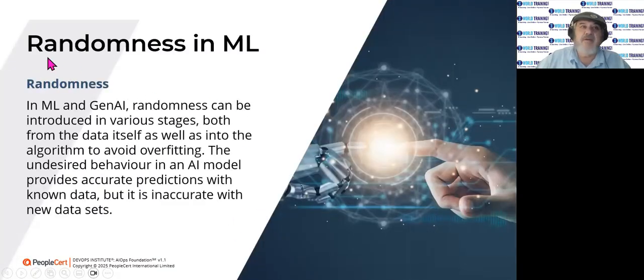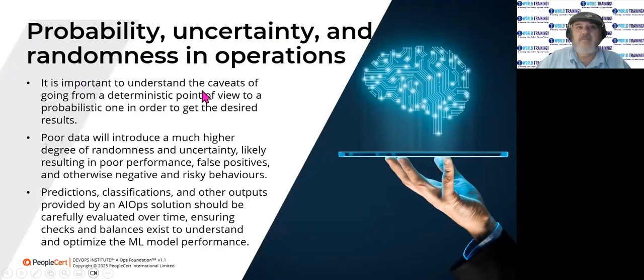So here we're talking about different aspects of probabilistic randomness, and machine learning and Gen AI can be introduced at various stages, both from the data itself as well as into the algorithm to avoid overfitting. Overfitting is the undesired behavior in an AI model that provides accurate predictions with known data, but is inaccurate when you have new data sets. It's important to understand the caveats of going from a deterministic point of view to a probabilistic one in order to get the most desired results.